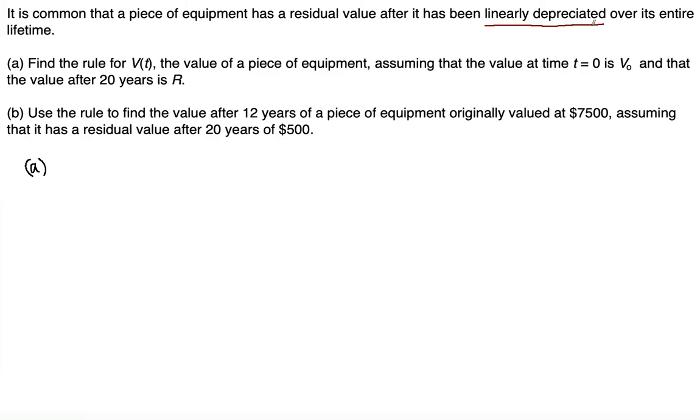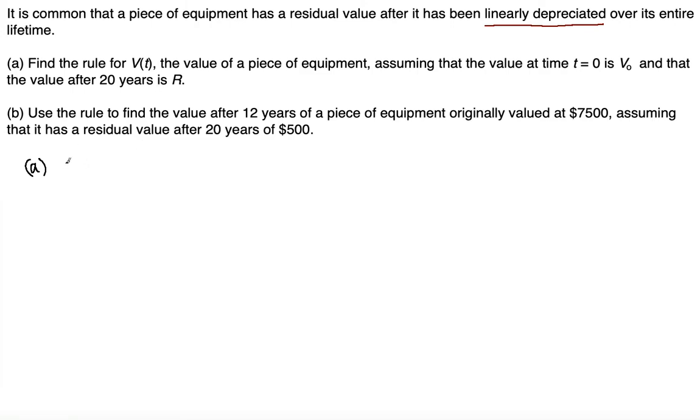Linear depreciation basically means that the value of a piece of equipment depreciates linearly over time. So each year there will be the same decrease of the value of this piece of equipment. There will be a steady decrease, the same amount every year from the current value. All right, so now we have to find the rule. The rule basically says find the function for v, the value of a piece of equipment, as a function of t. That's what we're going to find.